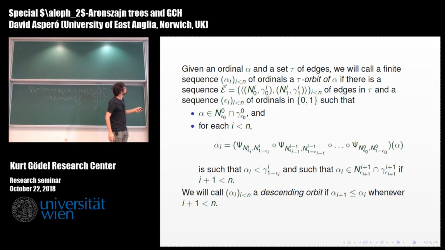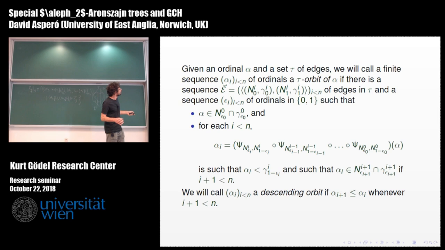So I have a finite sequence of edges, and a sequence of zeros and ones, such that alpha is in the first pair. The first model is N0, epsilon 0, which could be 0 or 1, with the corresponding marker below it, and for each i less than n, the composition of these functions applied to alpha is such that alpha i is less than the corresponding marker gamma i 1 minus epsilon i, and it is in the first member of the next pair.